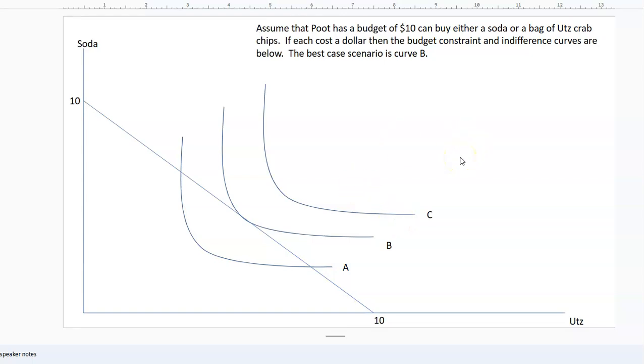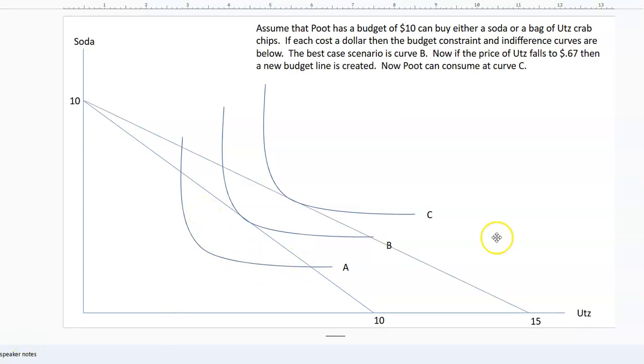So if we look at this, the optimal level of consumption that can be achieved is right here where this curve is tangential to the budget line. He doesn't have the financial resources to consume at C, and at A, he could consume here or there, but that would not be efficient.